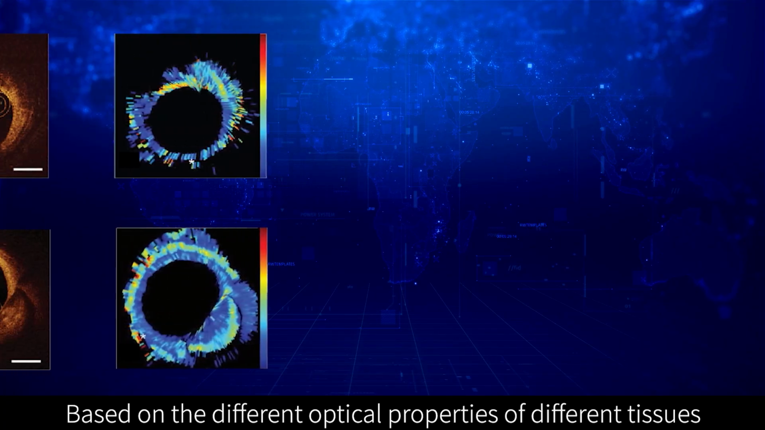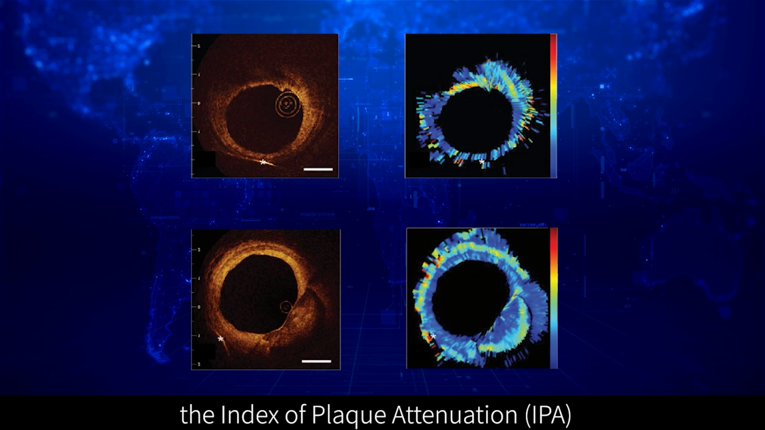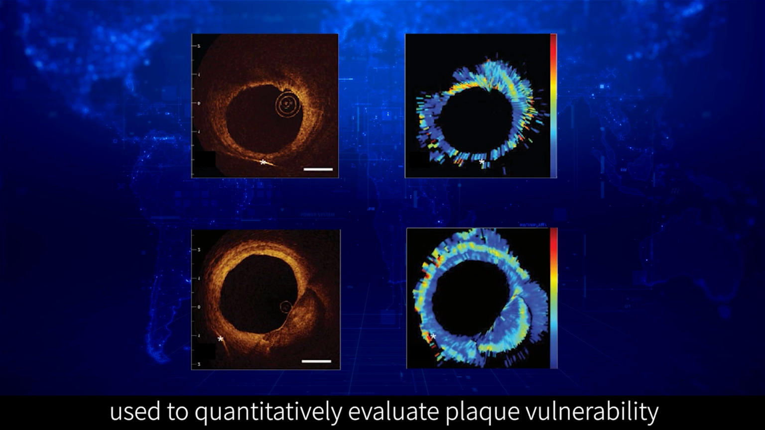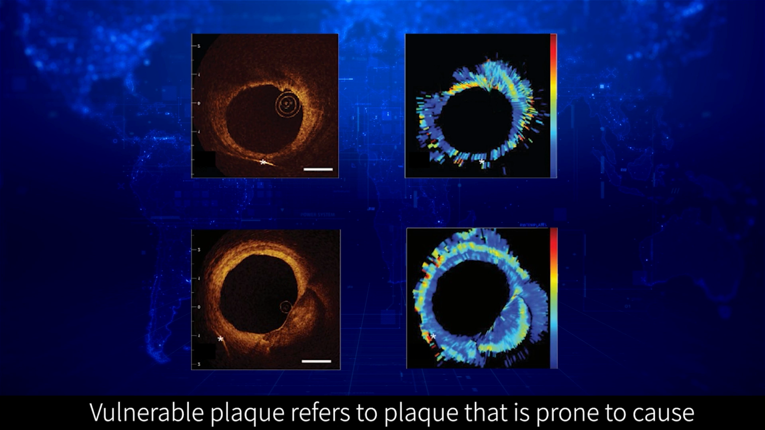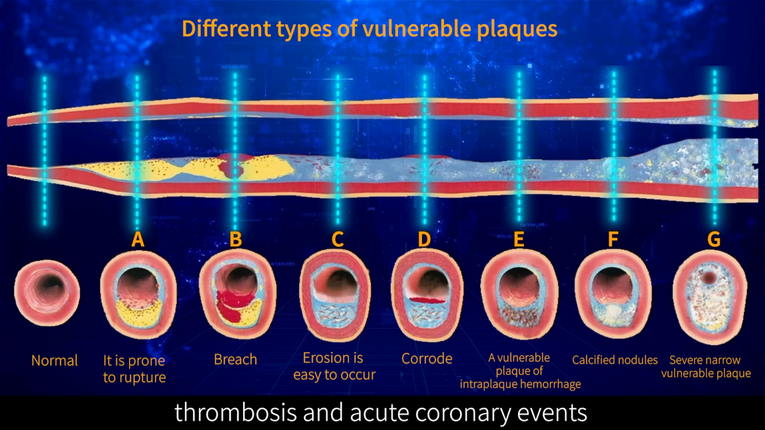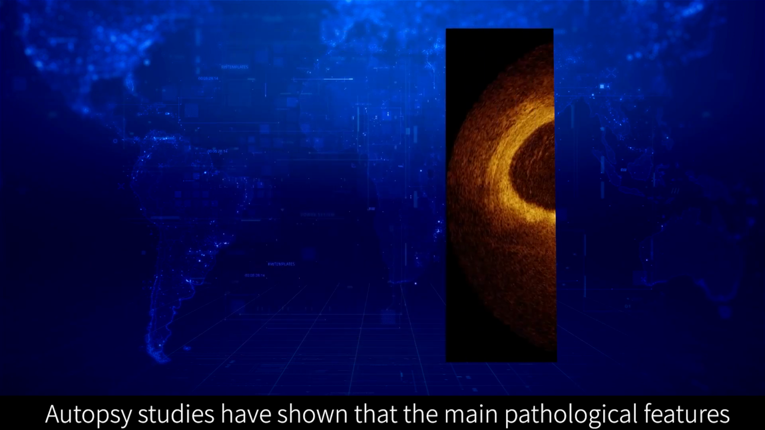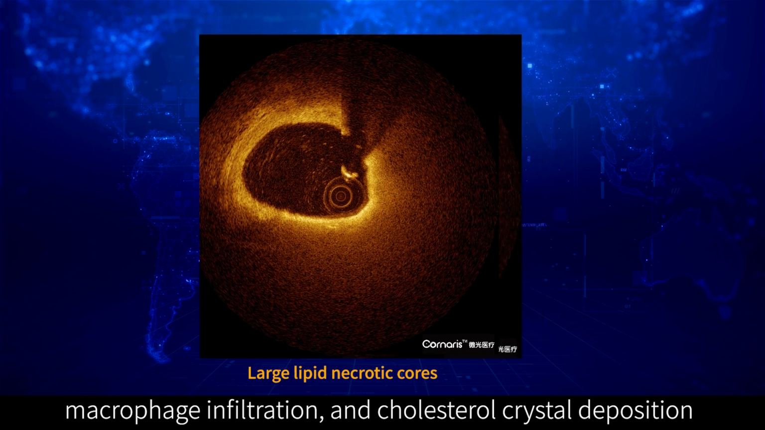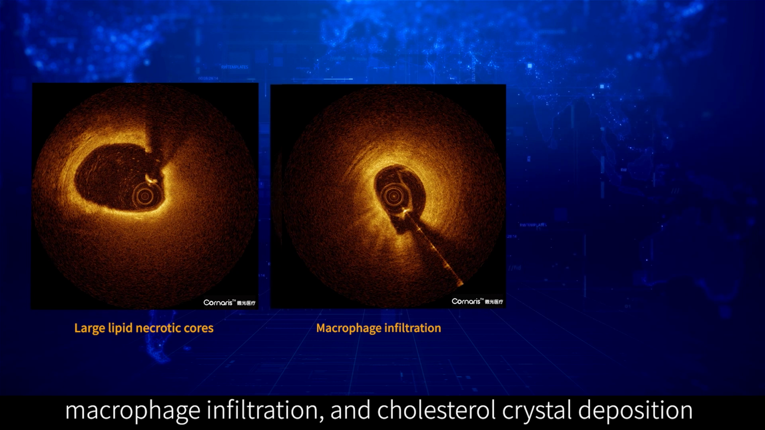Based on the different optical properties of different tissues, the Index of Plaque Attenuation is an innovative technique used to quantitatively evaluate plaque vulnerability. Vulnerable plaque refers to plaque that is prone to cause thrombosis and acute coronary events. Autopsy studies have shown that the main pathological features of vulnerable plaque are thin fibrous caps with large lipid necrotic cores, macrophage infiltration, and cholesterol crystal deposition.